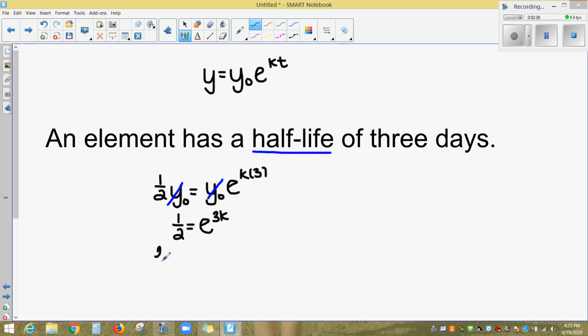Now from there, we can take the natural log of both sides. And the natural log of e to the 3k power is just going to be 3k. So we'll divide both sides by 3 and find out that k is equal to, calculator went off, negative 0.231.